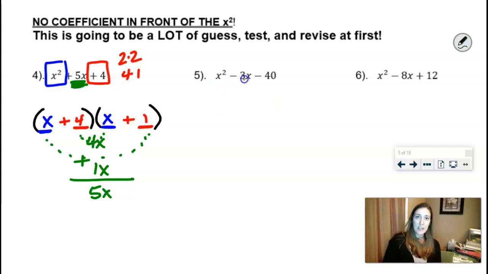Same idea on this question. There's no common factor, so I'm just going to dive into reverse foiling. And my first terms, when I multiply them together, they have to give me an x squared. So that has to be x and x again.